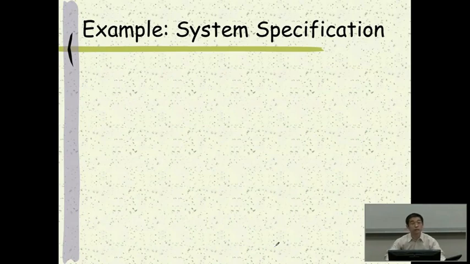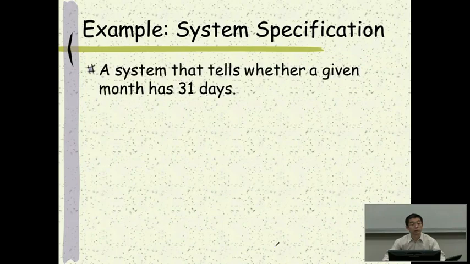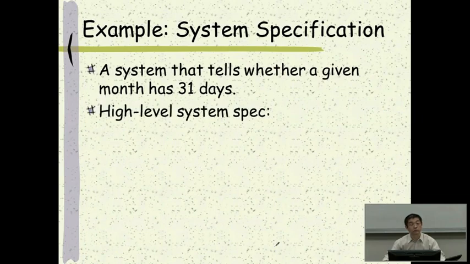So let's see a small example to see how we can specify a digital system. We want to design a system that will tell you whether a given month has 31 days or not. So we think about this. For this system, the input will be the 12 months of a year. So we write a high-level system spec.